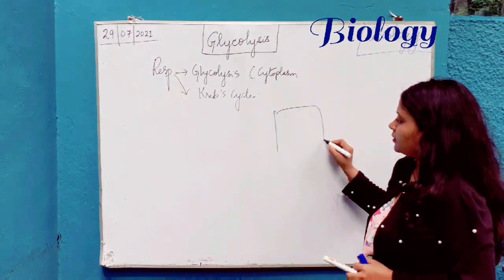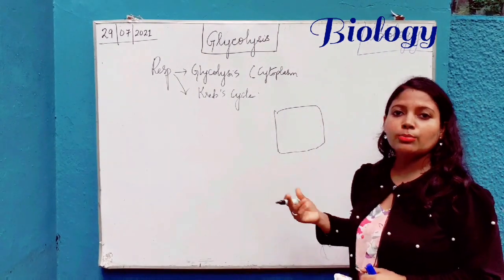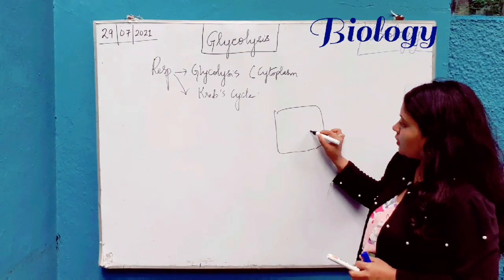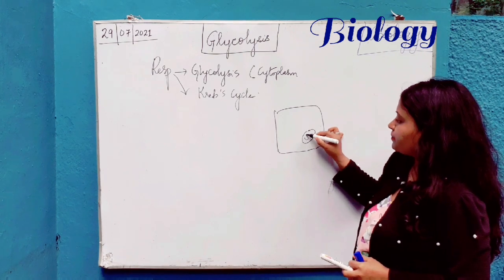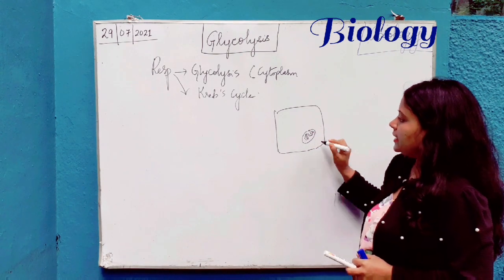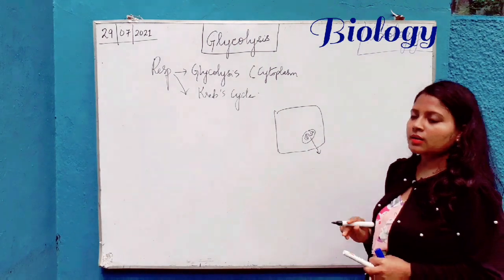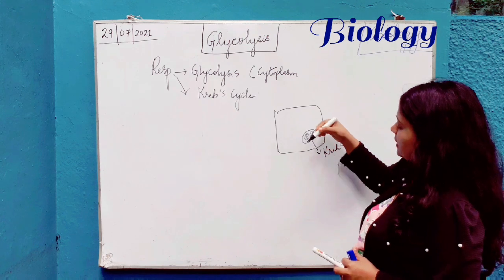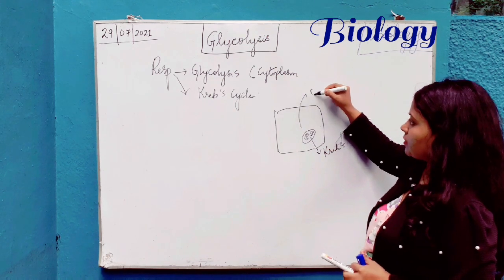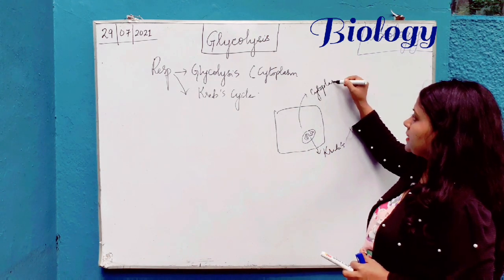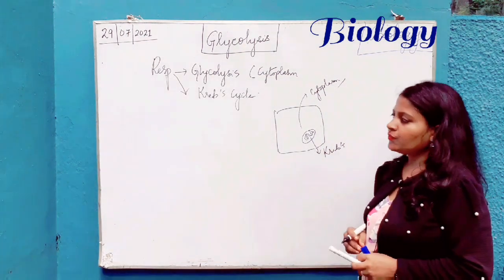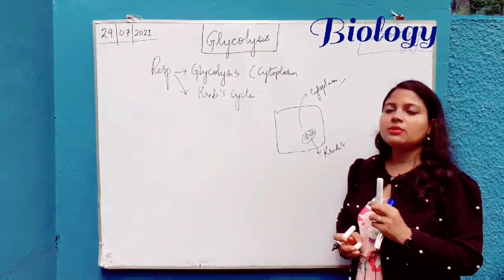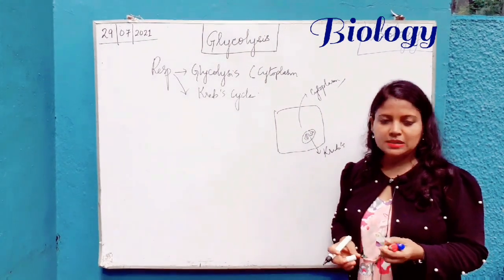You have a cell here, inside our human body. There are numerous cells. So here inside the cell, you have mitochondria. Inside the mitochondria, we know that the Krebs cycle takes place, but the glycolysis takes place outside the mitochondria, okay. So that will be in the cytoplasm of the cell. So this glycolysis is the common phase of aerobic and anaerobic respiration.